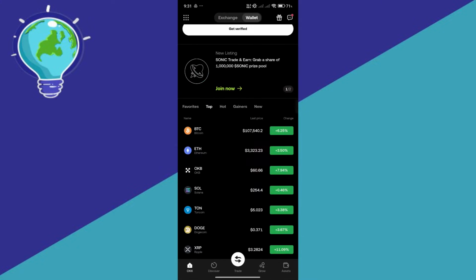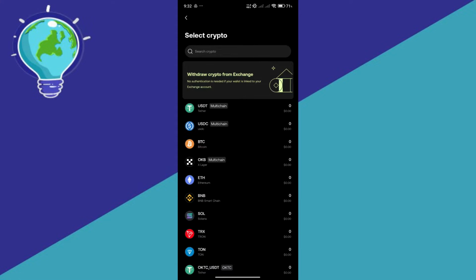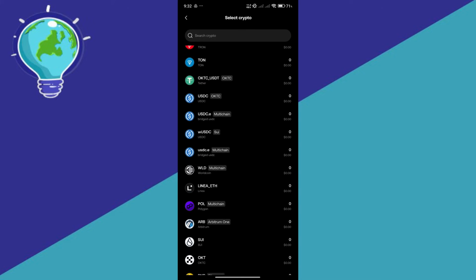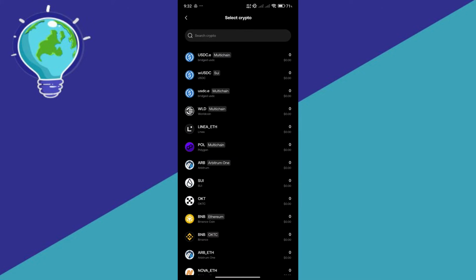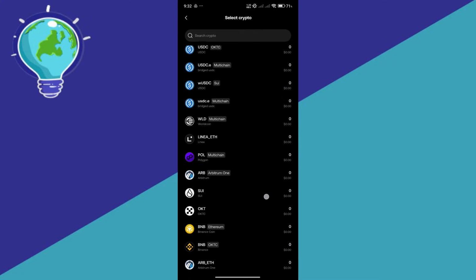So how do you get money into your wallet? You can easily get cryptocurrency inside of your wallet by clicking on receive over here and selecting the specific cryptocurrency that you want to receive. So for example, our Bitcoin over here, simply get your address over here, give it to the person or give it to the wallet that you're getting that specific cryptocurrency from.